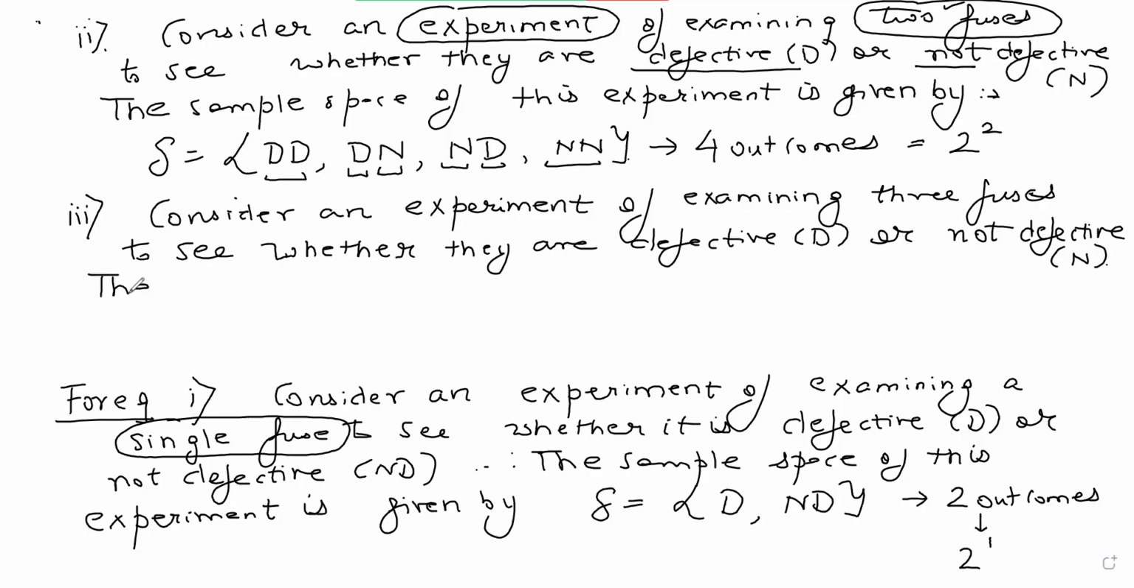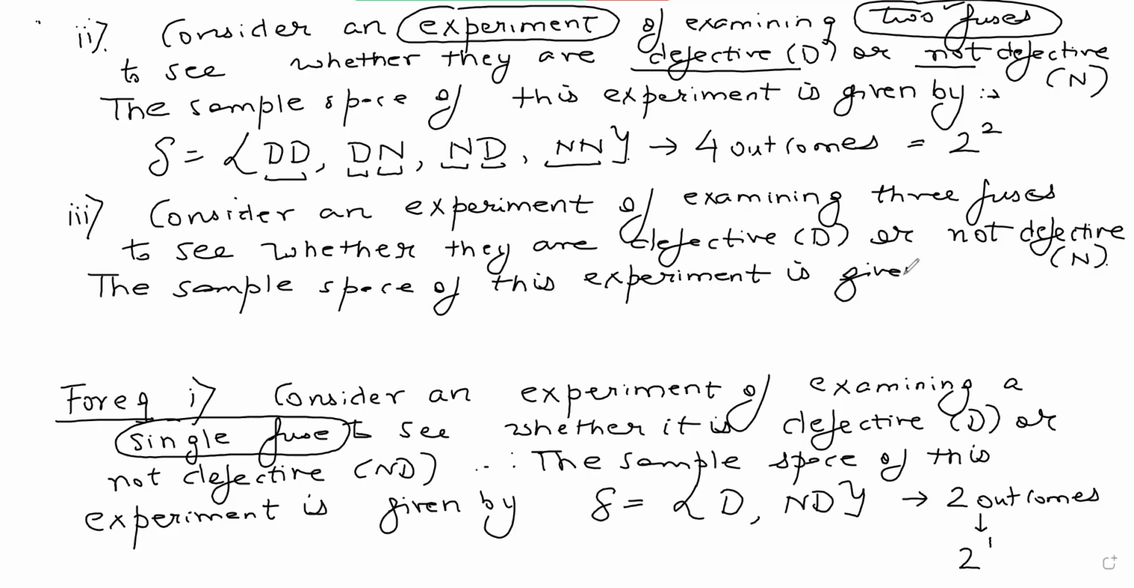So I can now write that the sample space of this experiment is given by. How many elements will it contain? How many outcomes should it contain? There are 3 fuses. So ideally, it should contain 2 to the power 3, which is 8 outcomes. Let's look at all of them.